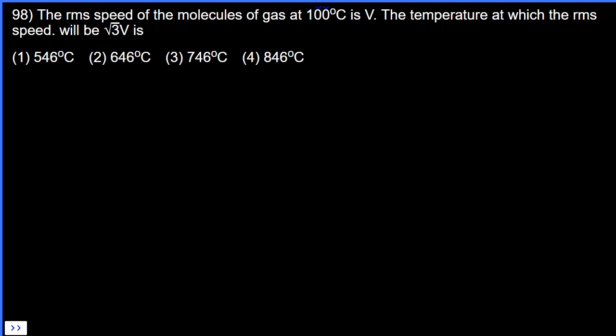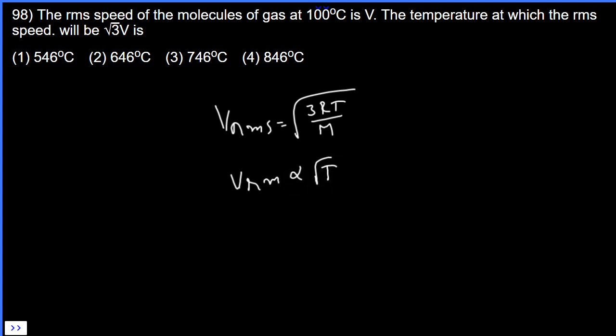The RMS speed of gas molecules at 100 degrees is V. The temperature at which the RMS speed will be root 3V. So, general formula for RMS speed is Vrms is equal to root of 3RT by M. From this, Vrms is proportional to root T. So from this we can write V1 by V2 is equal to root over T1 by T2.